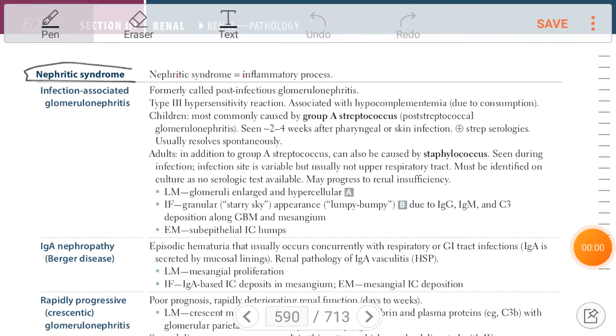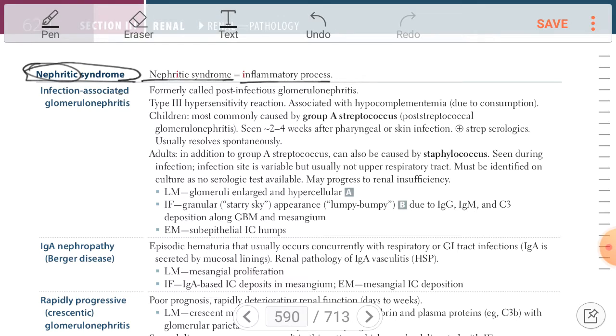Speak about the nephritic syndrome. Nephritic means an inflammatory process involving the glomerular basement membrane. Nephrotic means what? There is destruction of the podocyte. Here, there is destruction of what? Of the basement membrane, because it's a nephritic syndrome.